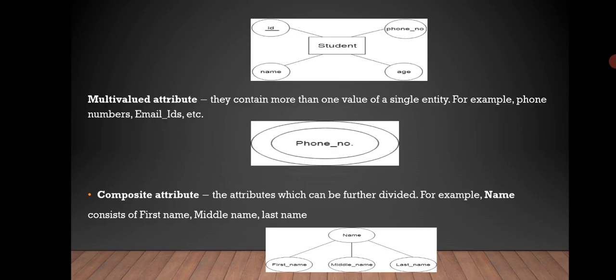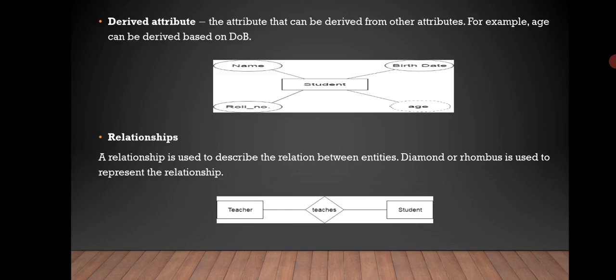Multi-valued attributes contain more than one value for a single entity, for example, phone numbers, email IDs. We may have a number of phone numbers and email IDs, etc. It is represented by a double ellipse. Then composite attributes are attributes which can be further divided into different attributes, for example, name, which consists of first name, middle name, and last name. Derived attributes can be derived from other attributes, for example, age can be derived from the date of birth.